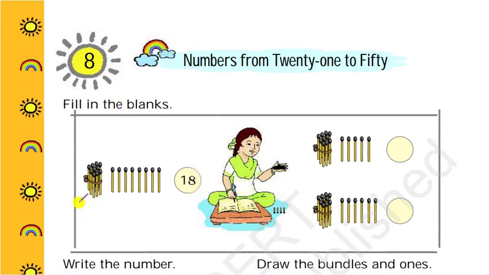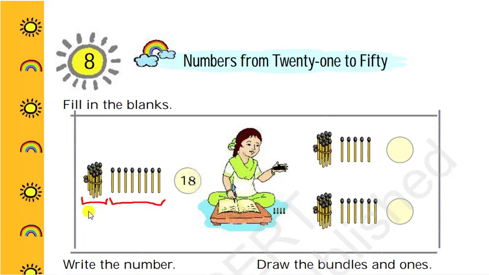So this is a bundle of 10. Here in this bundle there are 10 matchsticks. And then there are 1, 2, 3, 4, 5, 6, 7, 8 loose matchsticks. So this is a bundle of 10, so here we write 1 ten because there are 10 matchsticks here. And here there are 8 loose matchsticks, so here we write 8 ones. This means 8 loose matchsticks.